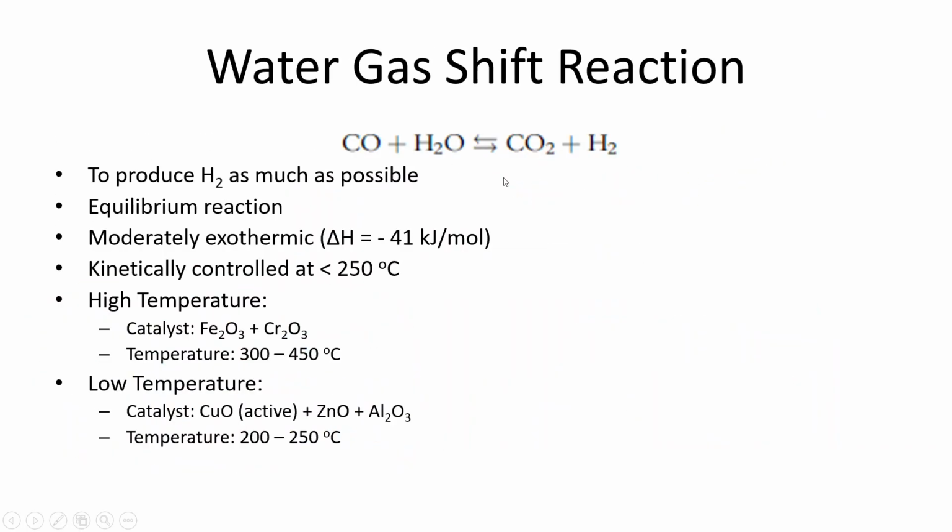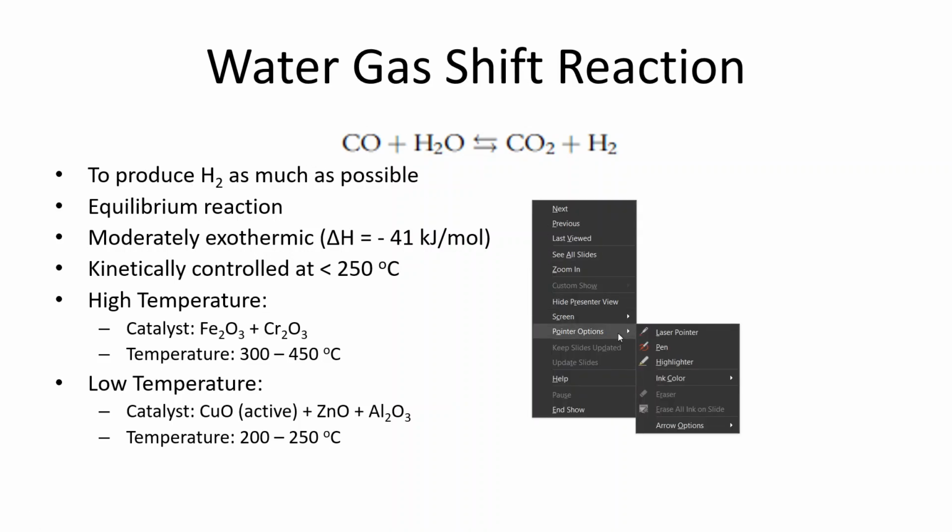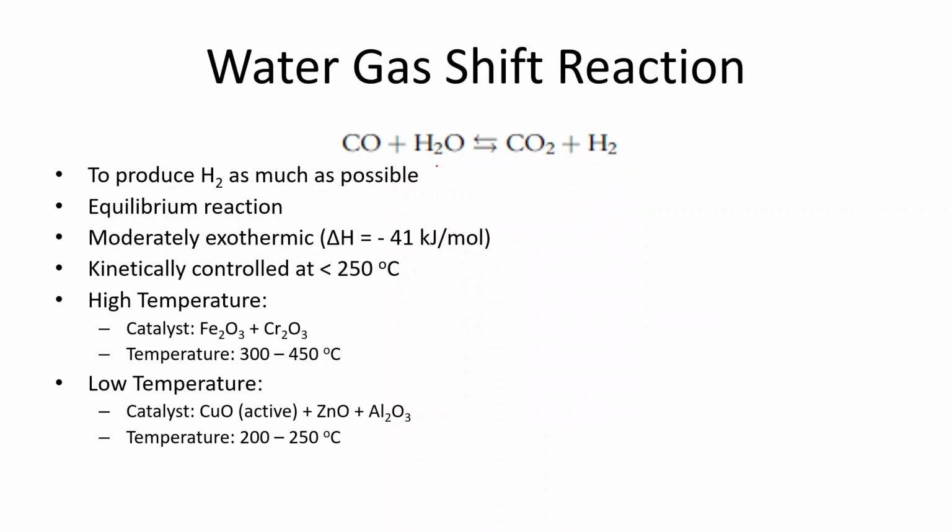Okay. So this is then the water gas shift reaction. So we have CO and water, and then we have hydrogen and CO2. So that's the water gas shift reaction. They shift it to the right or to the left, basically. The goal, like I mentioned, is to produce hydrogen as much as possible. This is an equilibrium reaction, so depending on the operating conditions, you can direct where it goes, and it's moderately exothermic, minus 41 kilojoule per mole.